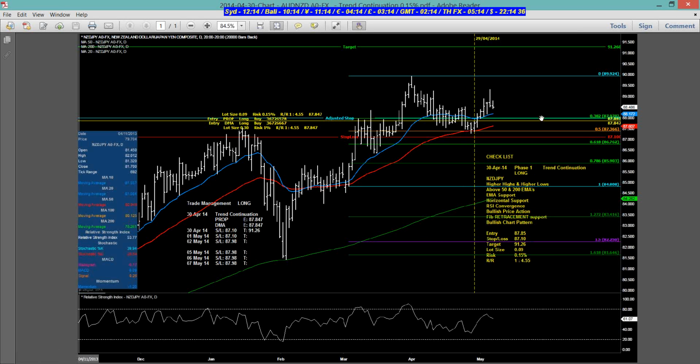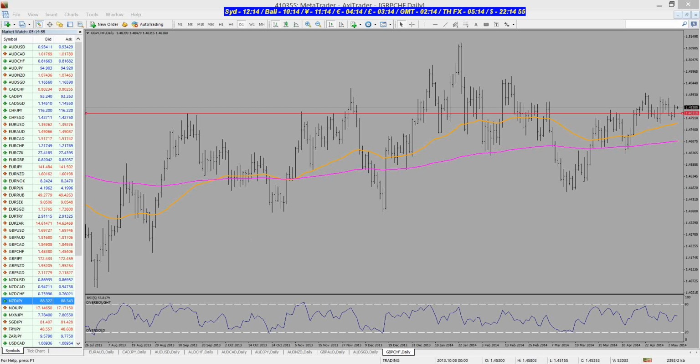7th of May, stop loss to 87.98. Okay, well with this test bar, you could have moved it underneath that and you would have been taken out for a bit of a profit, as we sort of looked at.